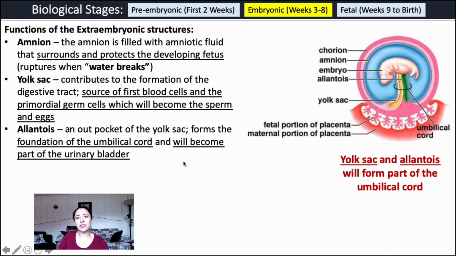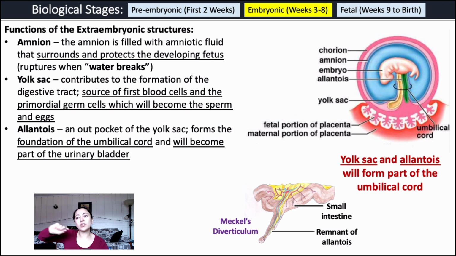Next, we have the allantois. This is an out pocket of the yolk sac, shown in green here. It forms the foundation of the umbilical cord along with the yolk sac, as you can see in this image. It will become part of the urinary bladder. And usually whenever the fetus is born, most of the allantois has disappeared at that point. However, there are cases where part of it is still attached to the small intestine, and this is called Meckel's diverticulum. And so here you can see a remnant of the allantois attached to the small intestine.